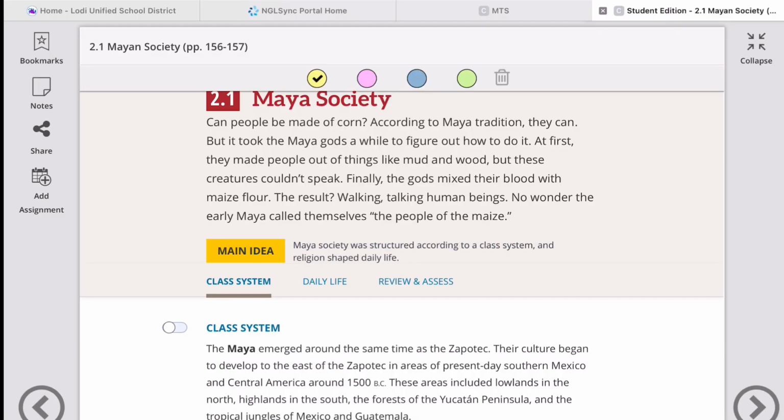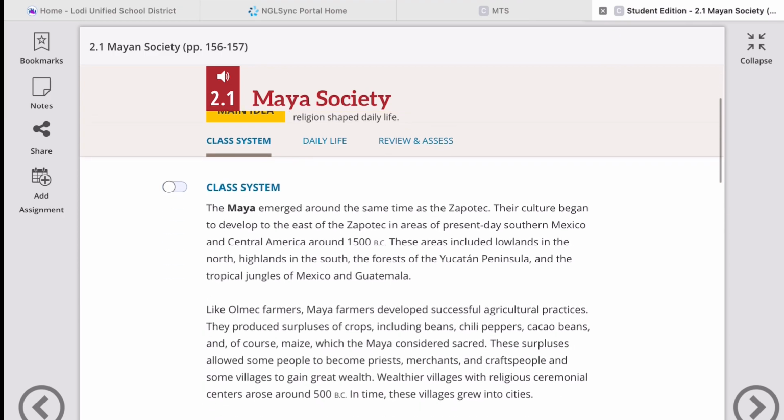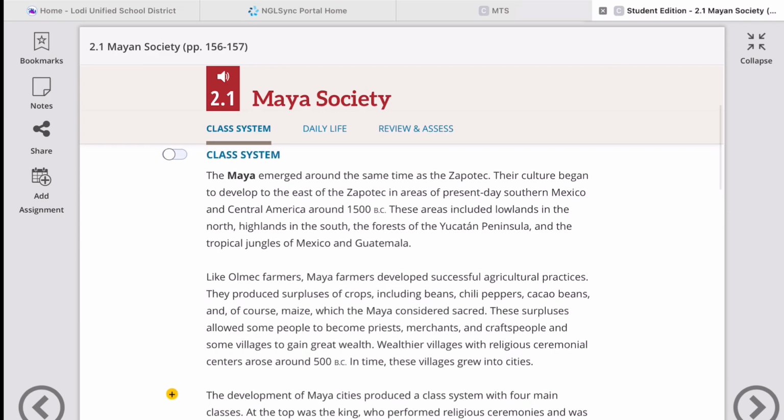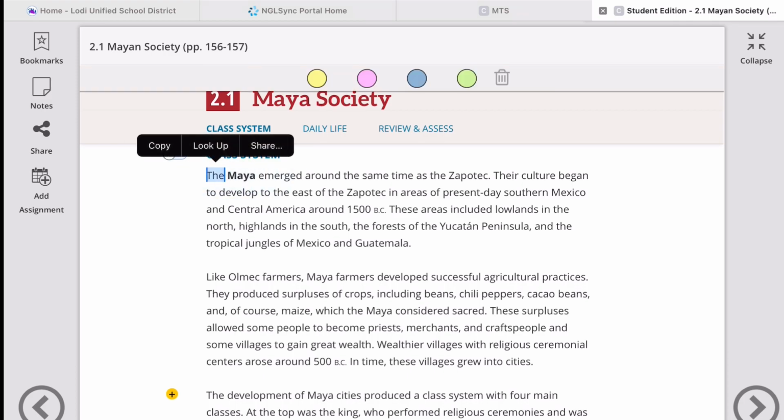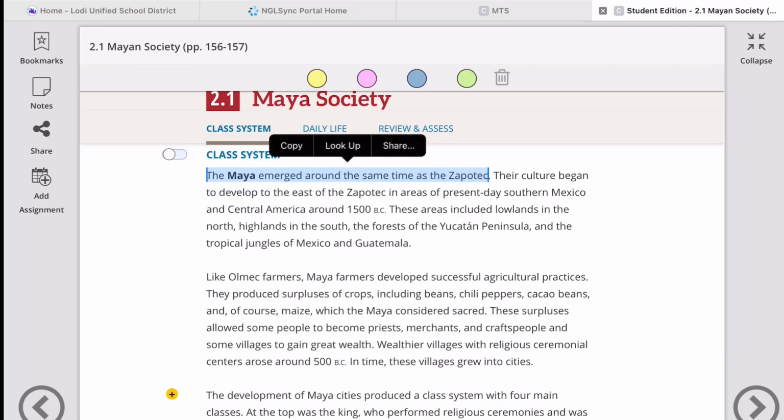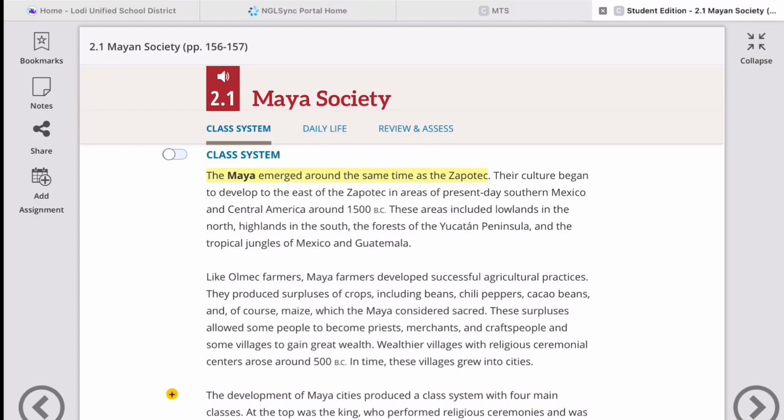Well, I talked about the class system already. So in the Maya class system, the Maya emerged around the same time as the Zapotec. Their culture began to develop to the east of the Zapotec, in areas of present-day southern Mexico and Central America, in 1500 BC. Like their predecessors, the Olmecs, they are farmers too.